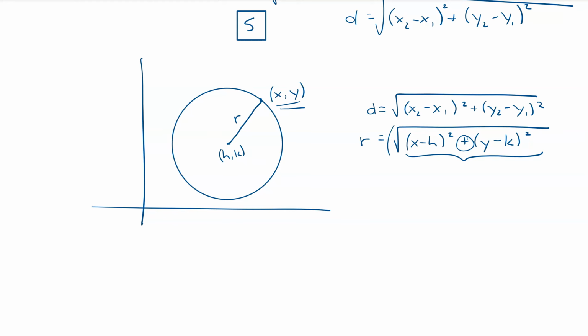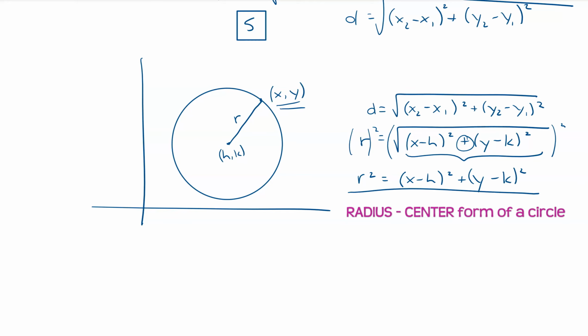So what I decide to do is square both sides to make things a little more versatile. And so I have r squared equals (x minus h) squared plus (y minus k) squared. This equation is often called radius center form of a circle, or sometimes they'll switch it around and call it center radius form of a circle, and a lot of publishers call this standard form of a circle.